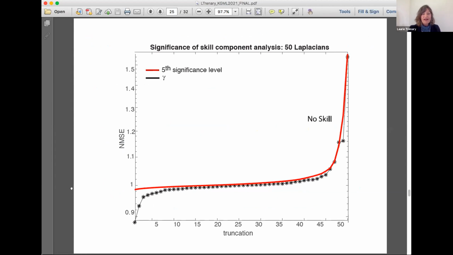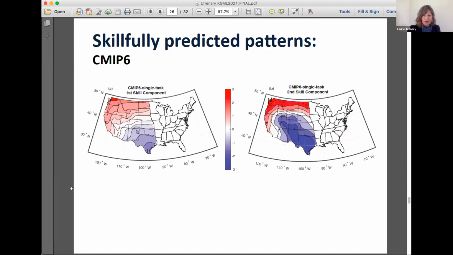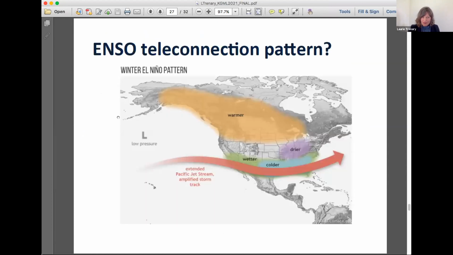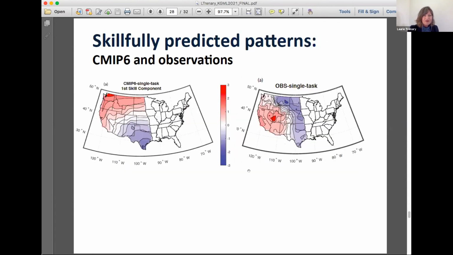And so we have identified a large scale pattern that is being predicted by our individual models. So here, what do they look like? These are estimated from CMIP6 data, and they're typified by a dipole in temperature that's oriented sort of north to south. For those who are familiar, you might recognize that as an ENSO-like pattern, where during winter we have this canonical teleconnection pattern with warmer temperatures in the higher latitudes and cooler temperatures in the lower latitudes.